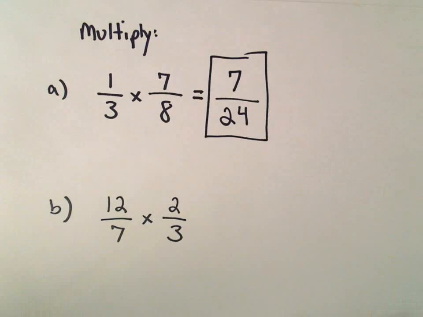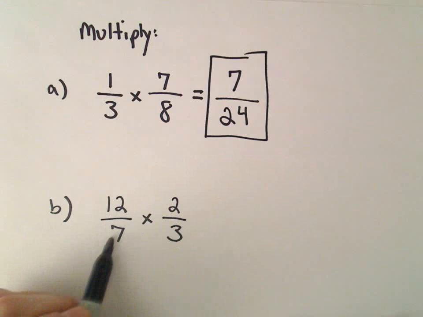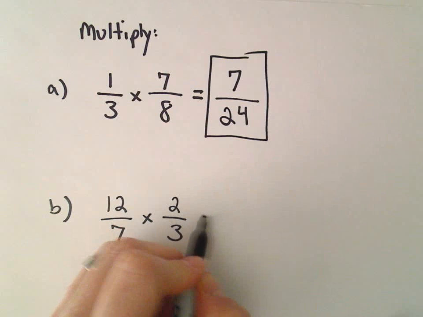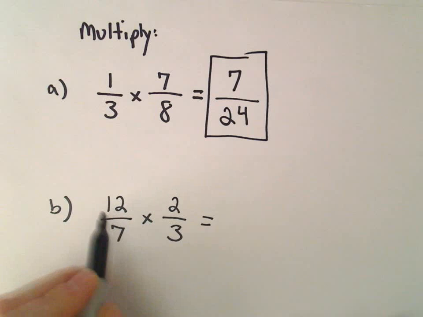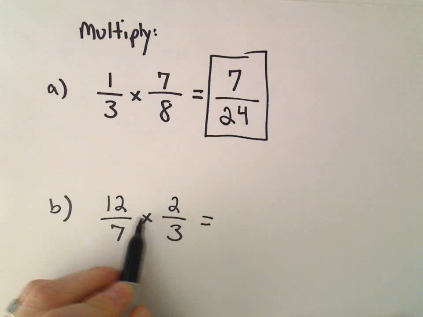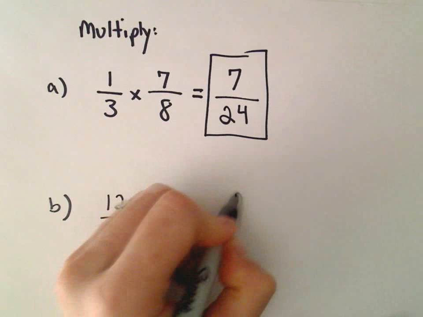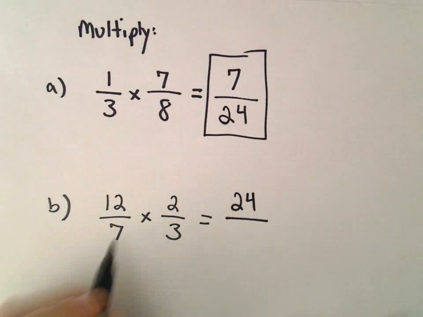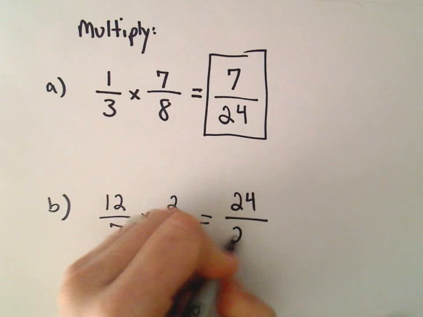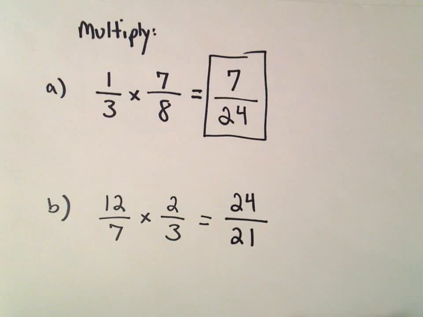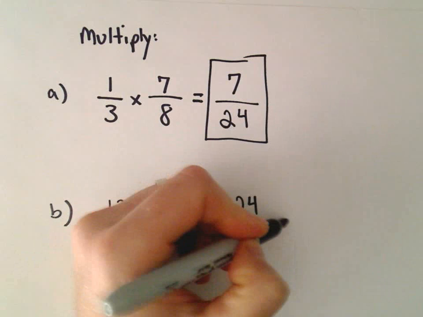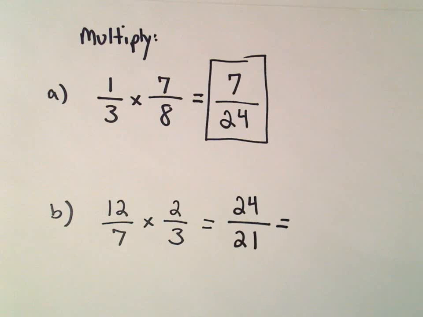Okay, so in our next problem, we have 12 over 7 times 2 over 3. Again, we could just simply multiply in the numerator. So 12 times 2 would be 24. And in the denominator, 7 times 3 would be 21. But again, this is a fraction where we could actually simplify things a little bit.